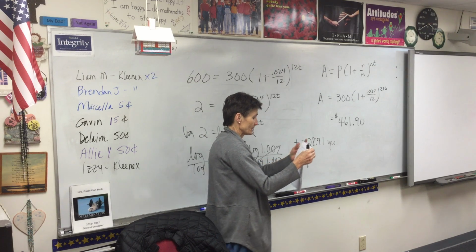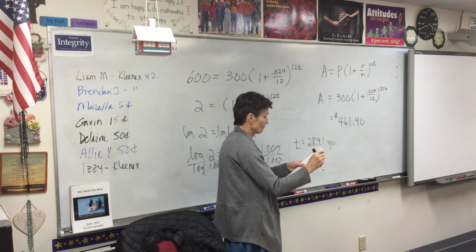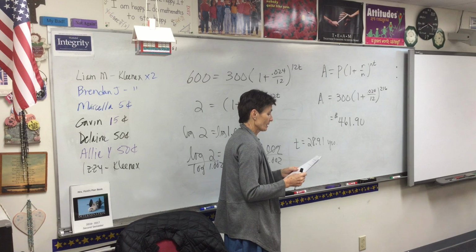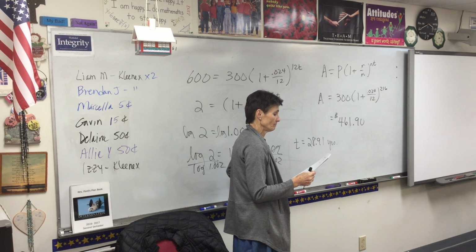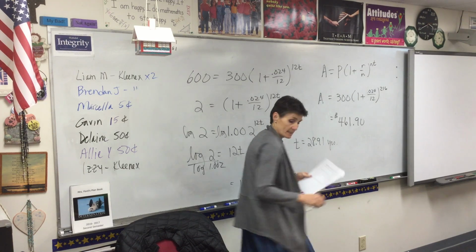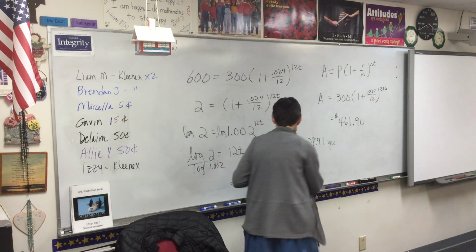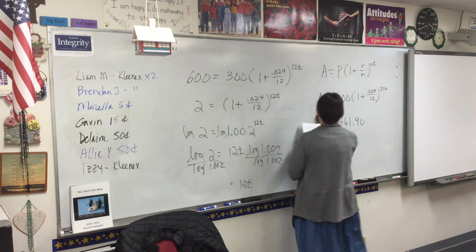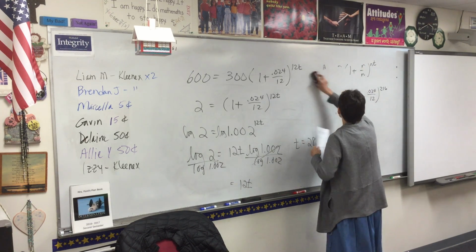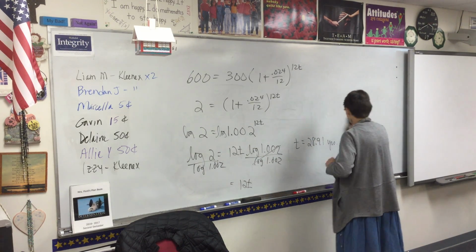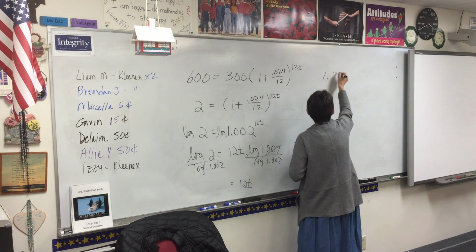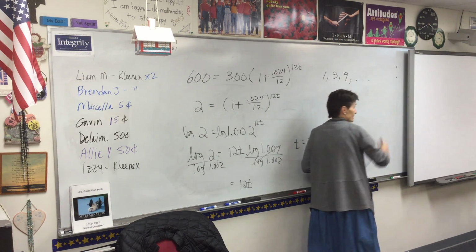All right, let's get the Sean problem done. Sean was tardy once in the first week of school. Good job. He was tardy 3 times in the second week and 9 times in the third. So Sean's tardies look like this.